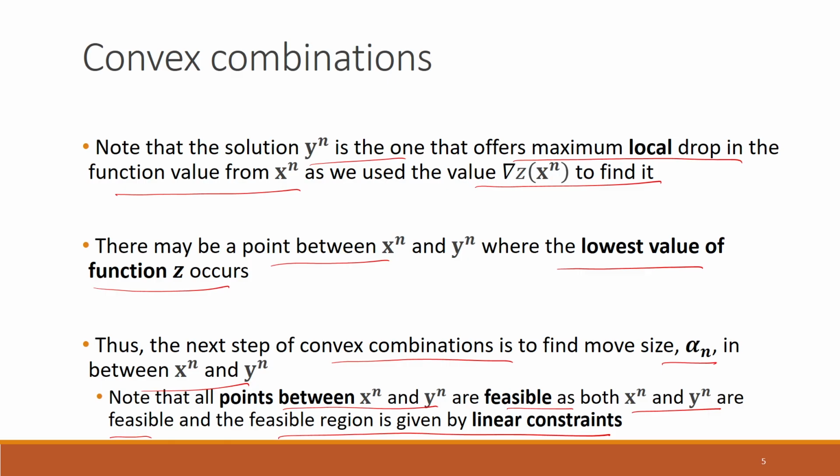Now, since the optimization problem that we are focusing on has linear constraints, if we find 2 points xn and yn which are in the feasible region, all the points in the line segment connecting xn to yn will lie in this feasible region, because linear constraints form a convex region. By the definition of a convex region, if you pick any 2 points in this region, the points on the line segment connecting those 2 points will always be in the feasible region. Okay.